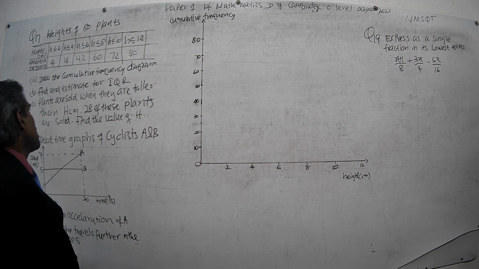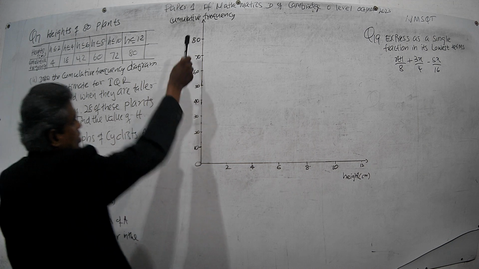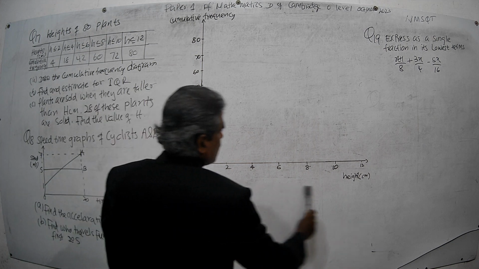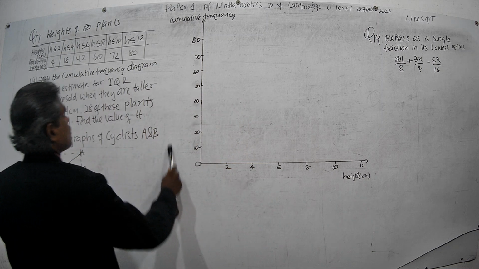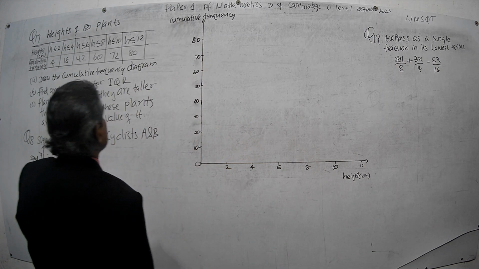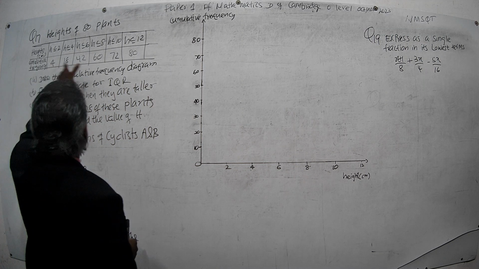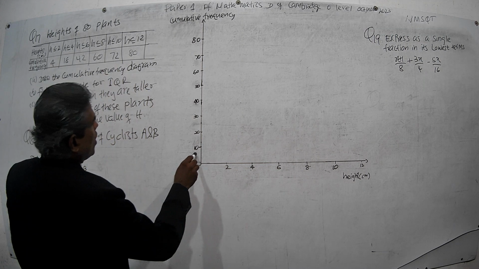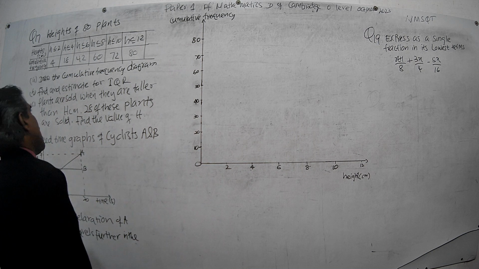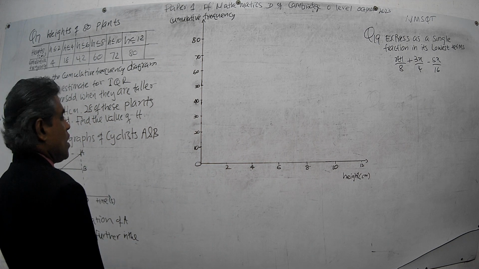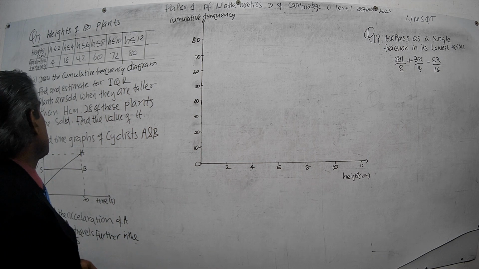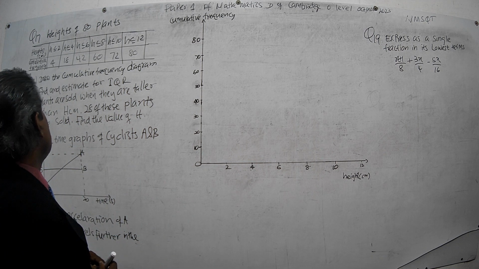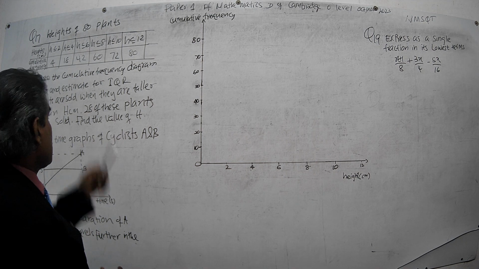Now draw the cumulative frequency graph. The axes are here: this horizontal axis represents the height of the plants, and the vertical axis represents the cumulative frequency. Cumulative frequency goes up to 80, and I have marked from 10 to 80. Now we will see how to draw the cumulative frequency graph by marking the coordinates of height and cumulative frequency.